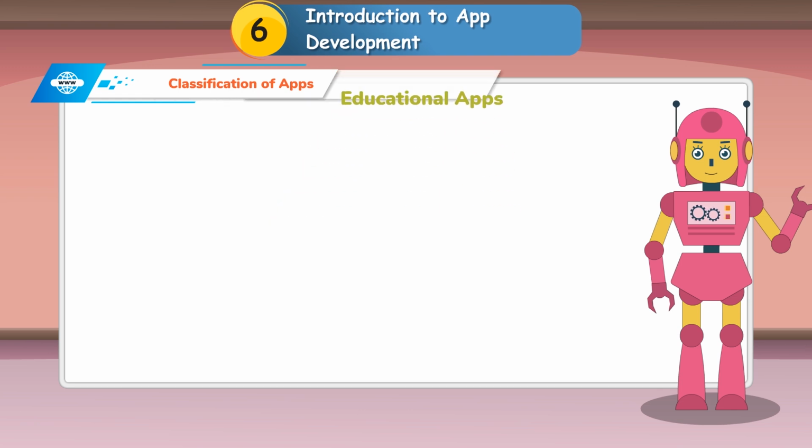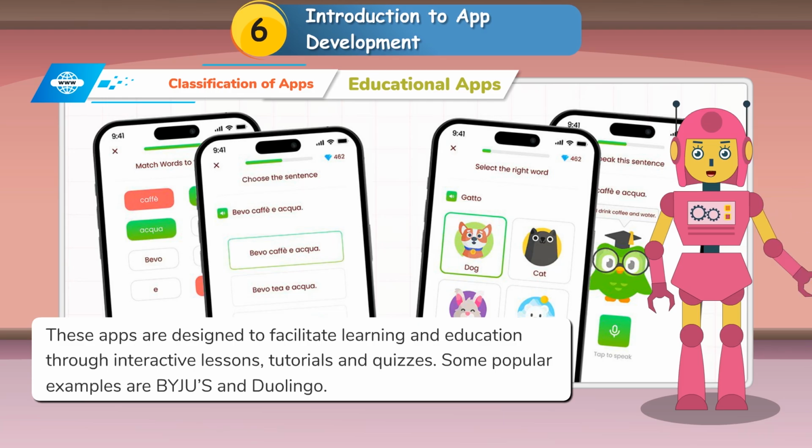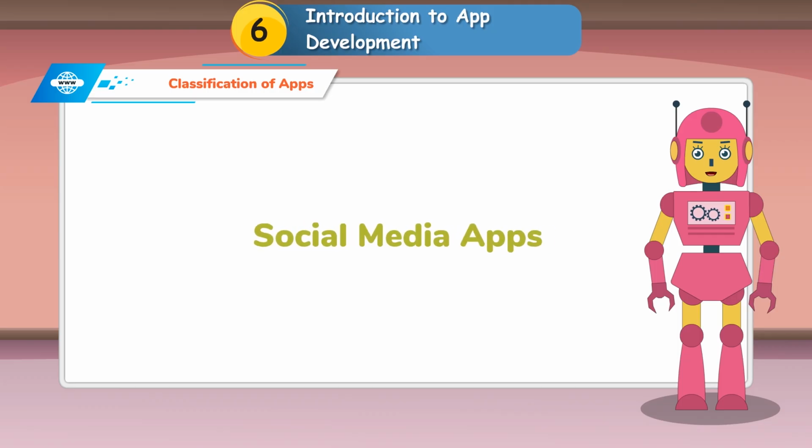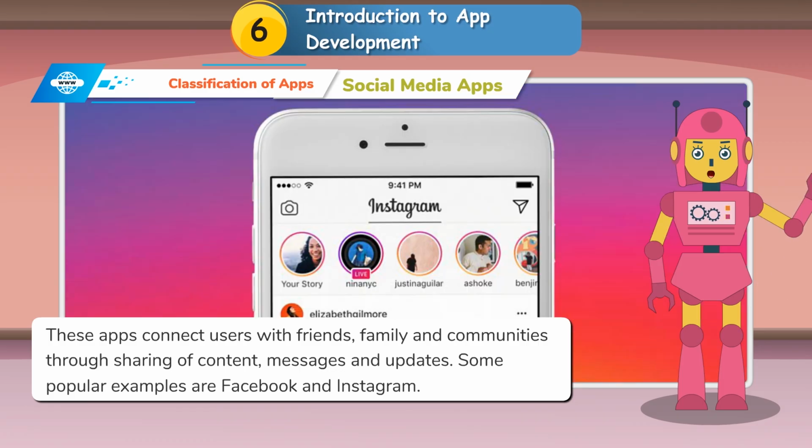Educational apps. These apps are designed to facilitate learning and education through interactive lessons, tutorials, and quizzes. Some popular examples are BYJU'S and Duolingo. Social media apps. These apps connect users with friends, family, and communities through sharing of content, messages, and updates. Some popular examples are Facebook and Instagram.